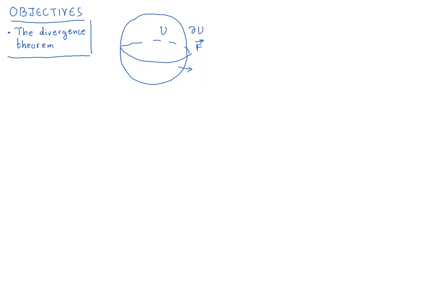And pretty much what we're saying here is that the flux integral of the vector field over the boundary, when this is oriented with the exterior normal, with the outward normal, is going to be the triple integral of the divergence of the vector field in the interior of the domain. It's pretty much the divergence theorem.